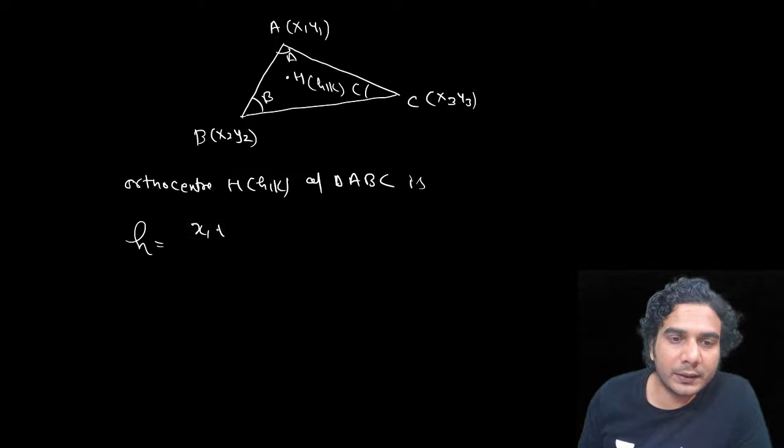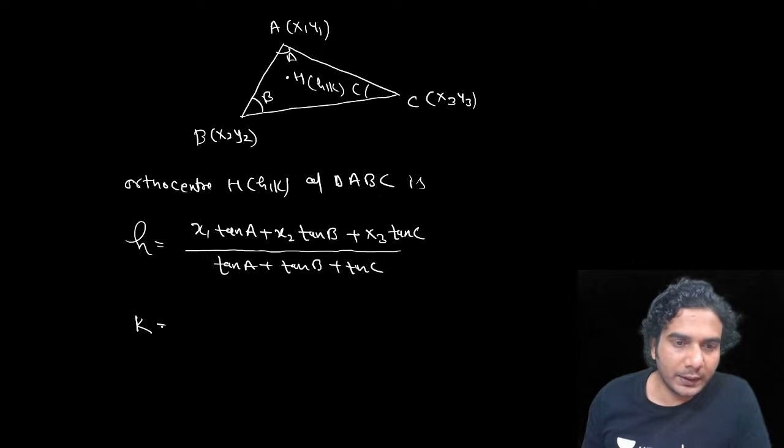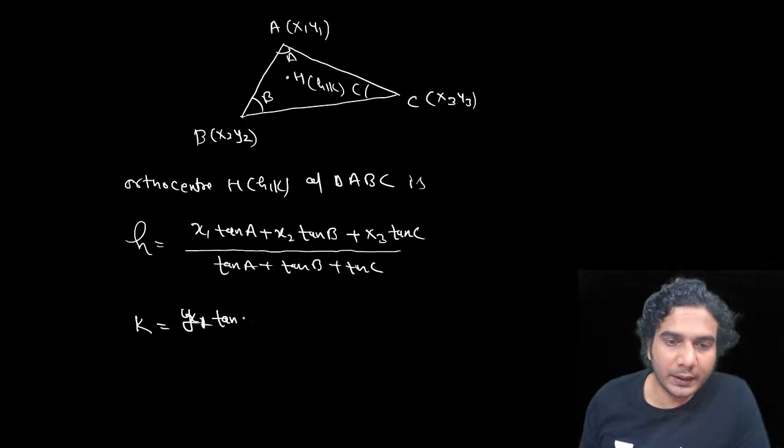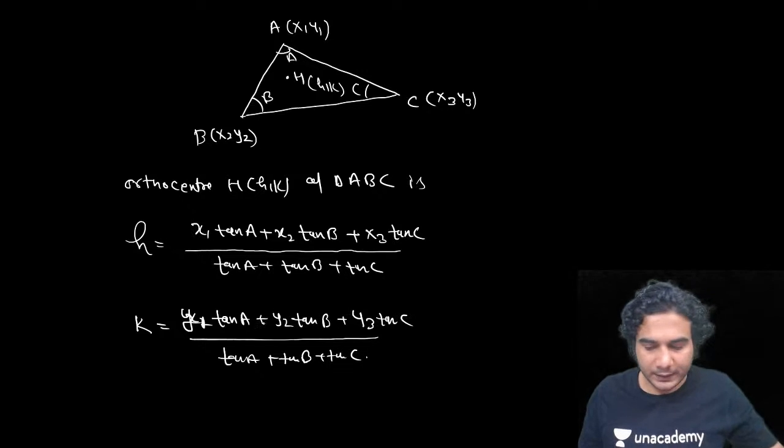Then h is x1 tan A plus x2 tan B plus x3 tan C, divided by tan A plus tan B plus tan C. This is the formula for the x coordinate, and for the y coordinate, k is equal to y1 tan A plus y2 tan B plus y3 tan C, divided by the same sum, tan A plus tan B plus tan C. I hope you're getting this point now.